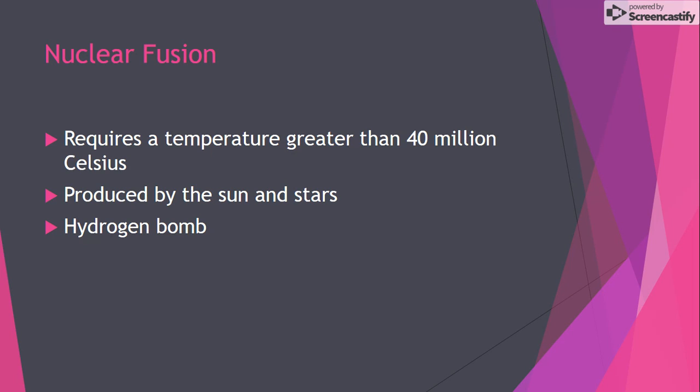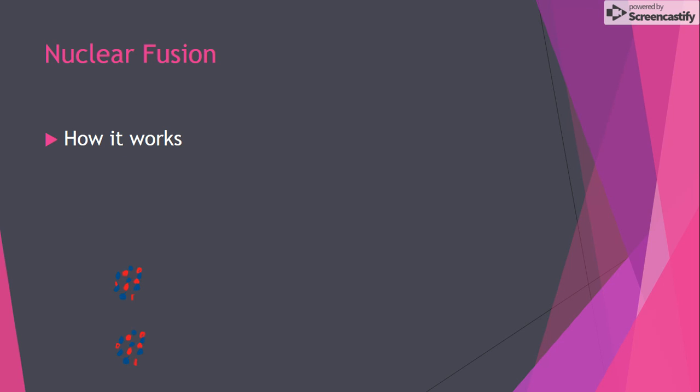Nuclear fusion. Nuclear fusion requires a temperature greater than 40 million Celsius. It is produced by the sun and stars. It is what powers the hydrogen bomb. How it works. So you have 2 nuclei that combine to form a heavier nucleus.